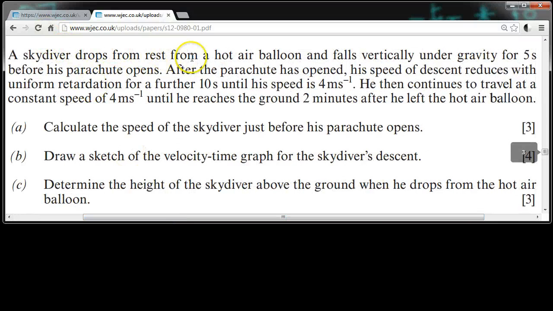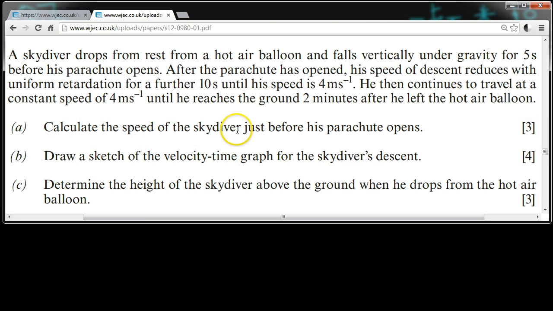A skydiver drops from rest from a hot air balloon and falls vertically under gravity for 5 seconds before his parachute opens. After the parachute has opened, his speed of descent reduces with uniform retardation for a further 10 seconds until his speed is 4 meters per second. He then continues to travel at a constant speed of 4 meters per second until he reaches the ground 2 minutes after he left the hot air balloon.